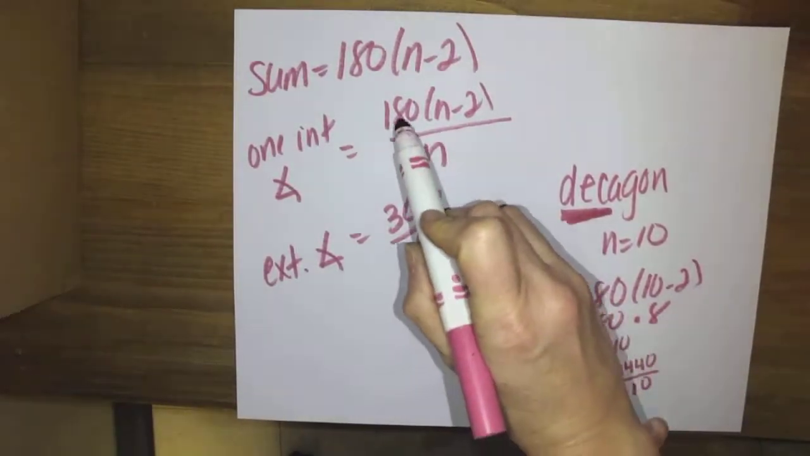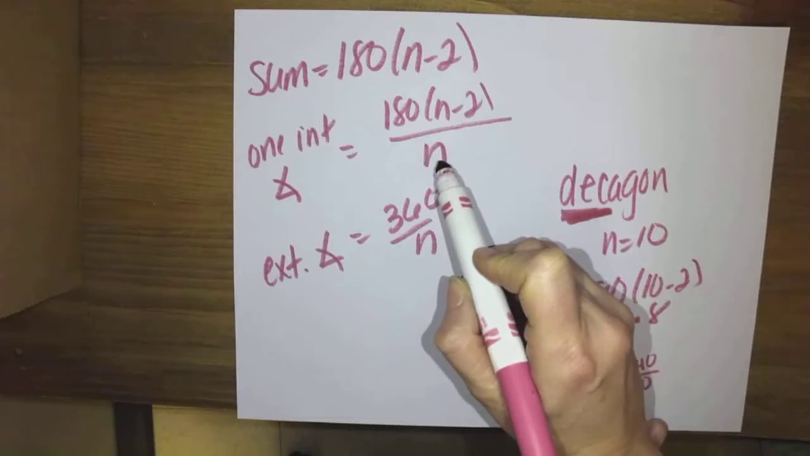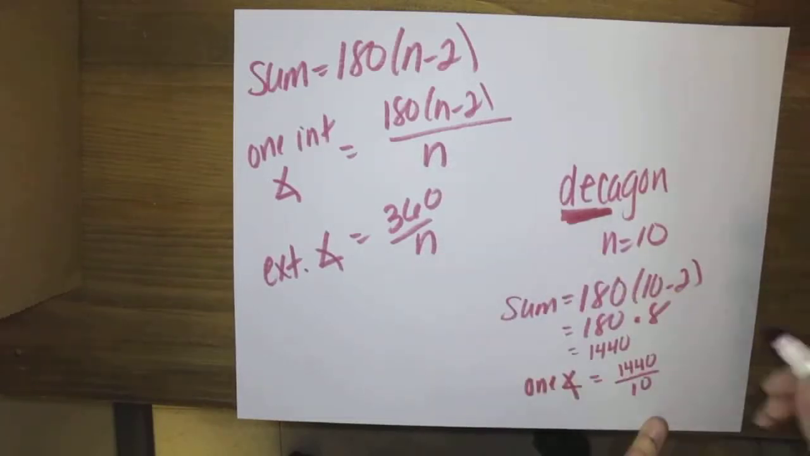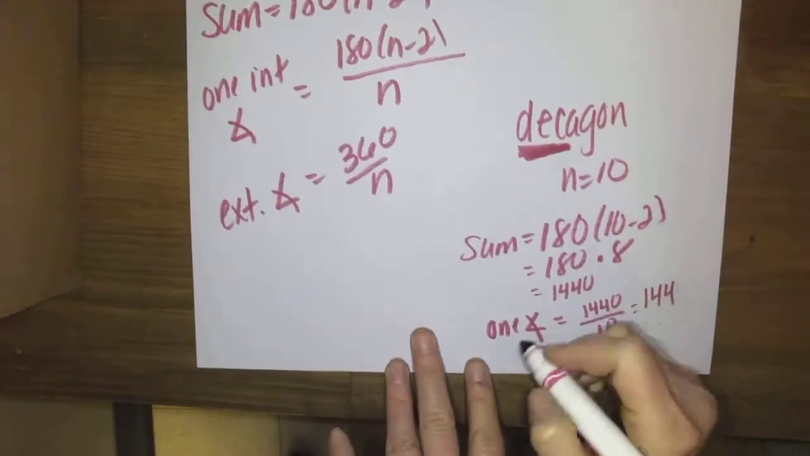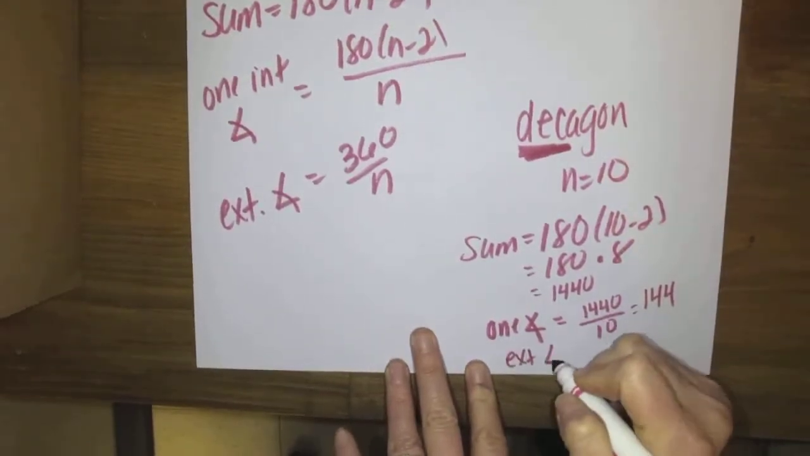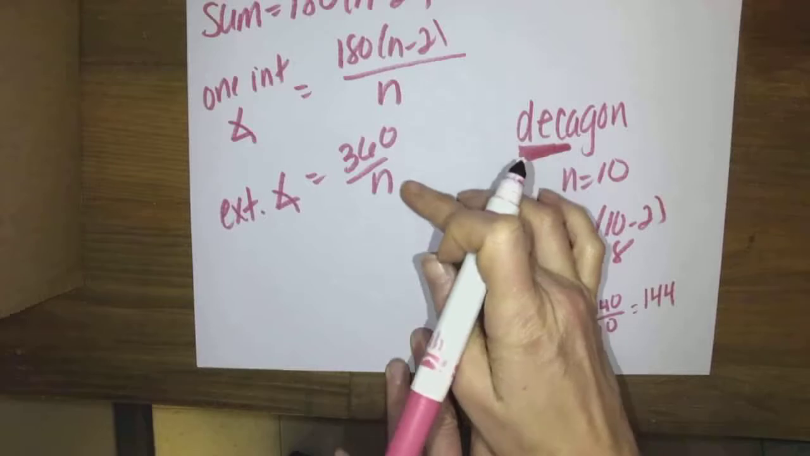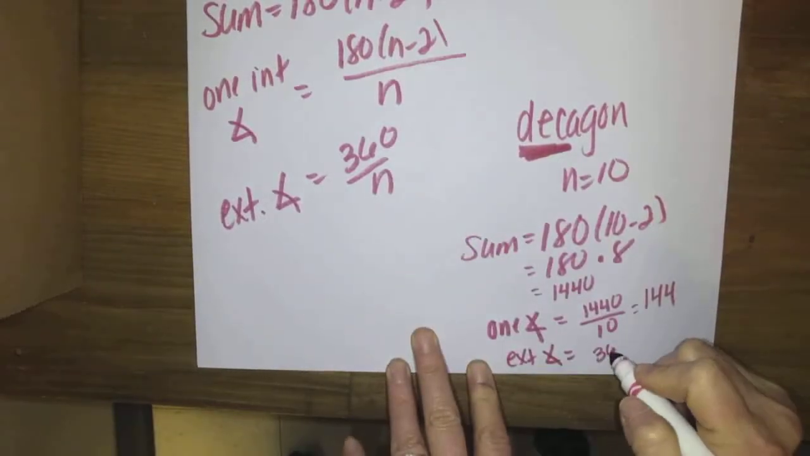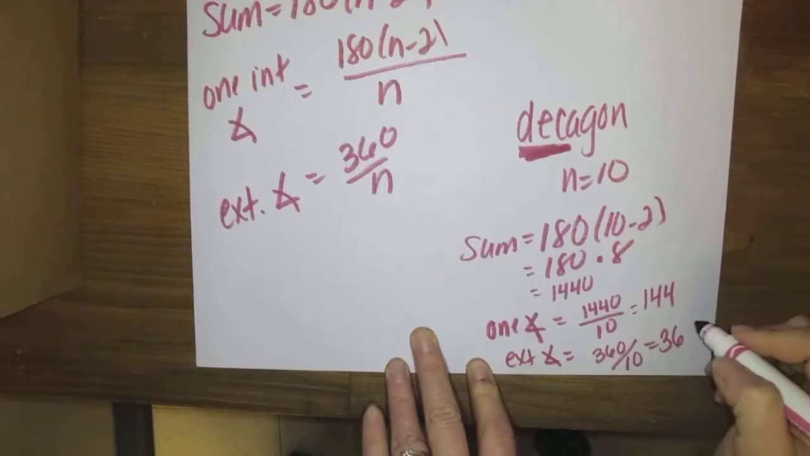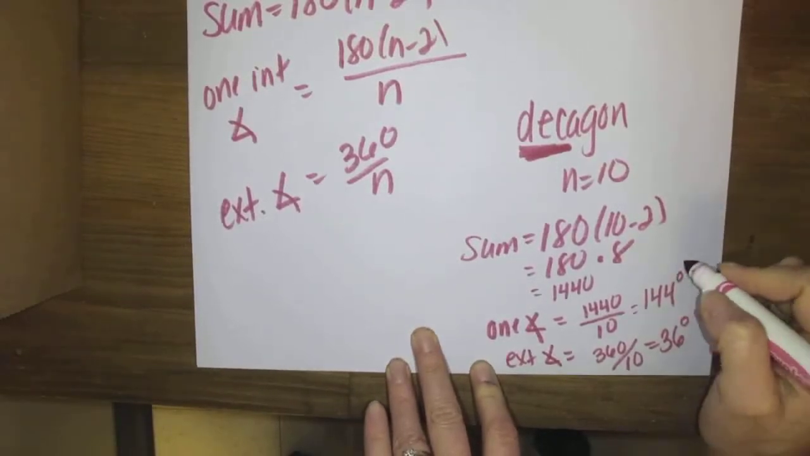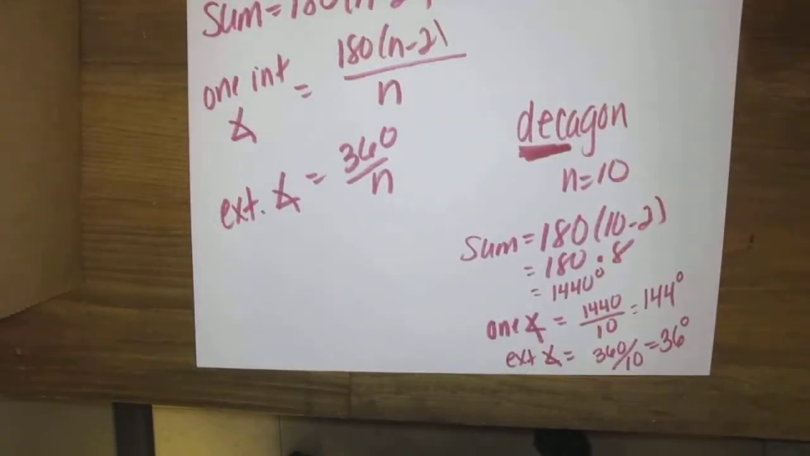Because right here, the formula has the sum formula, divided by the number of sides, decagon is 10. That gives me 144. And if I wanted an exterior angle, formula is 360 divided by n. 360 divided by 10 in this case, because it's a decagon, 36. These are all angles, so I should go back and add my degrees. And that is the end of this video.